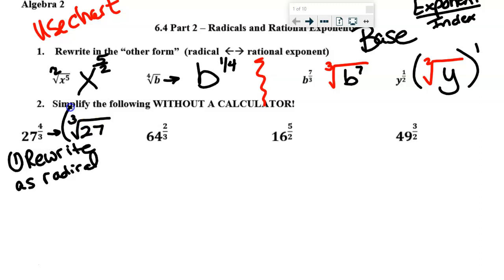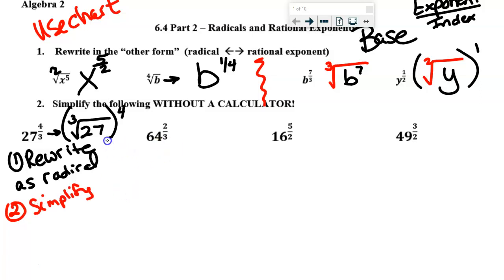And then I would for sure put the power on the outside, because remember, we're trying to do this without the use of a calculator, and raising 27 to the 4th power without a calculator is not something I know how to do. So then our second step would be to simplify the radical and then also simplify the power.